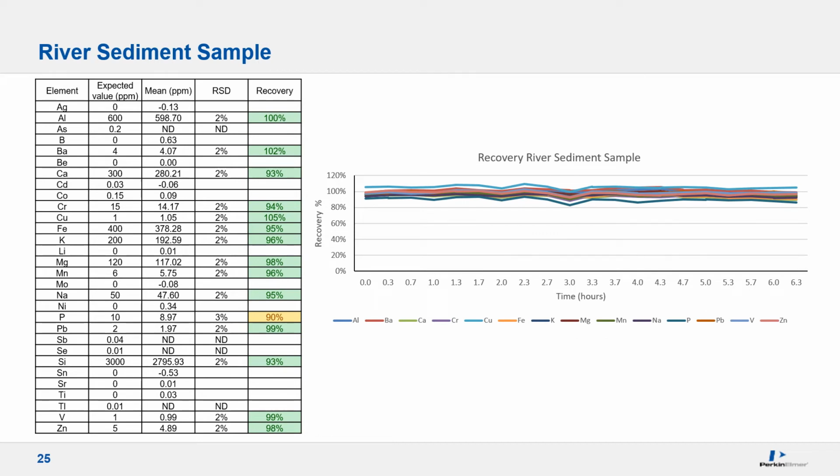The final sample is a CRM river sediment sample. Once again showing good stability over measurements over time, and a large variation of elemental concentrations. The back-to-back analysis of these different sample types and matrices showed the excellent stability of the HTS system both on sample uptake and elemental washout.